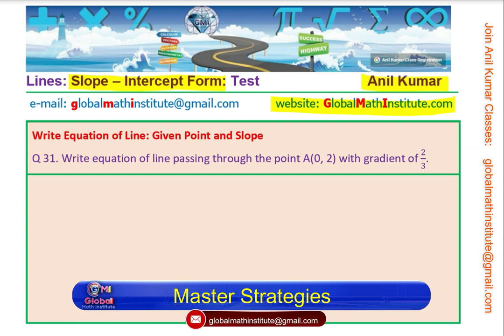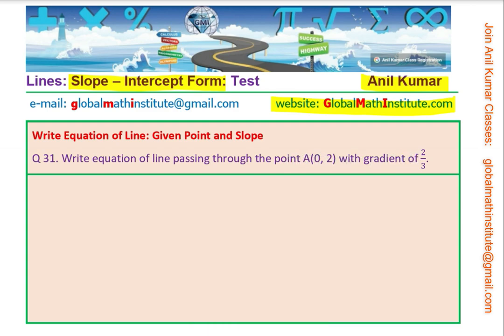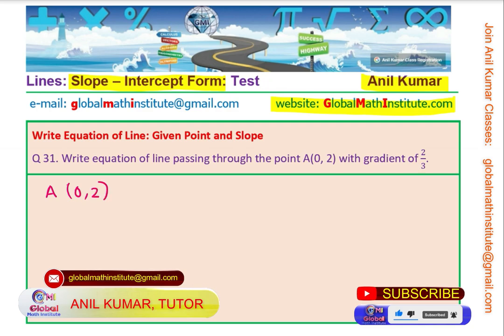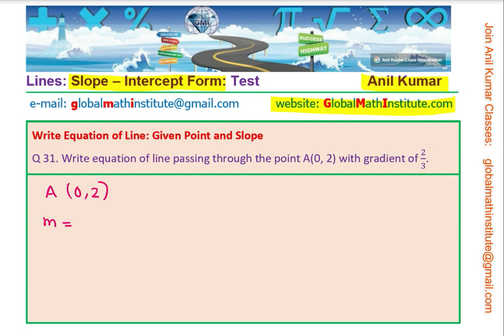Question number 31. Write the equation of the line passing through the point A (0, 2) with gradient 2/3. So we are given two conditions. We are given a point A whose coordinates are (0, 2), and the gradient, which means slope, m, is equal to 2 by 3. Now the equation of a line can be written as y equals mx plus b. Here clearly we are given both the things, right?